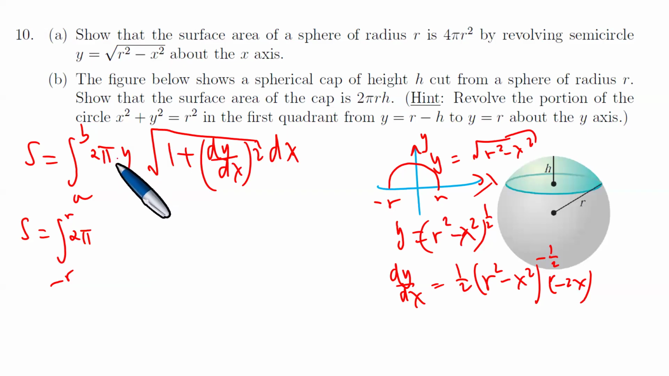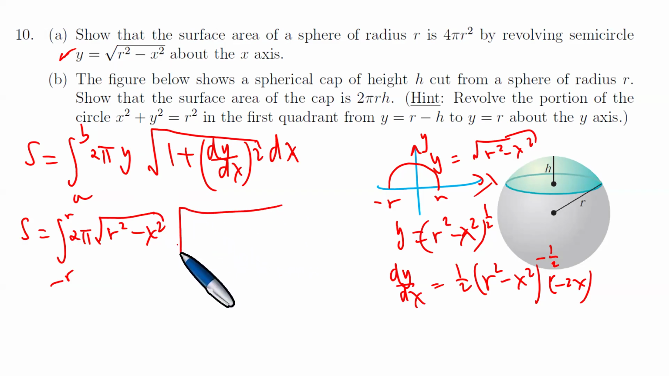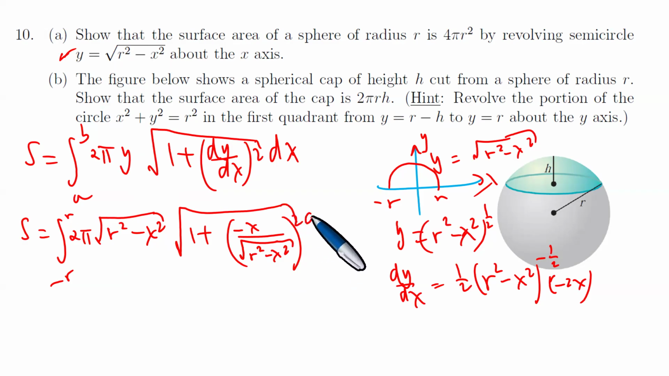2 pi y. What is y? Y is exactly the square root of r squared minus x squared, which is 1 plus the dy dx, then minus x divided by the square root of r squared minus x squared. And then you square this. So now we have dx.